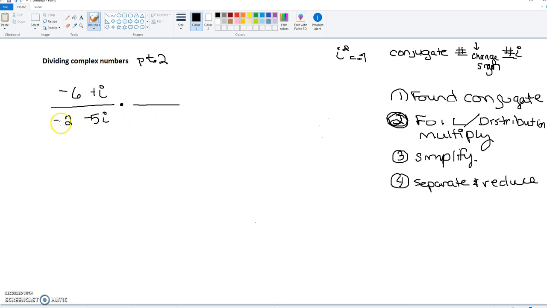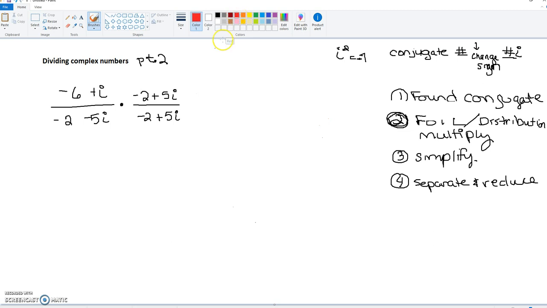So we know that we have to keep the first number, which is -2. We need to change the sign, so this was negative, so now we're going to change it to a positive, and put our 5i here. And of course, whatever you found on the bottom, you need to write on the top of here. Perfect. So now the second step is to do FOIL, or distribution, and we're going to multiply this through.